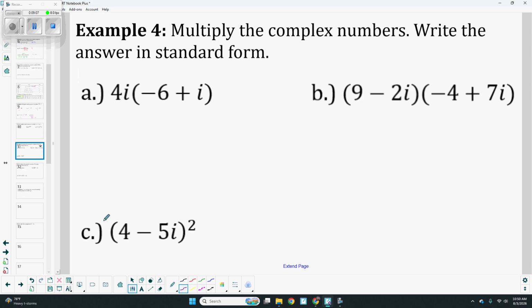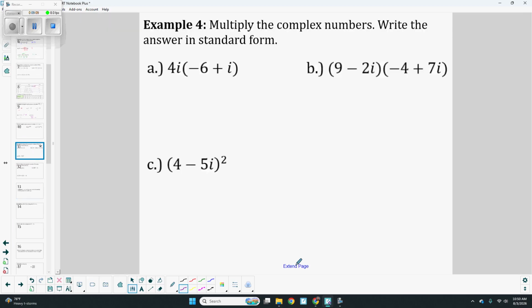All right, example 4. We're going to multiply the complex numbers, and then we're going to write the answer in standard form. So we're going to have to keep a little bit of that last thing, but the main thing we have to remember here is that i squared is equal to -1. That's really the only thing we have to remember for this part.